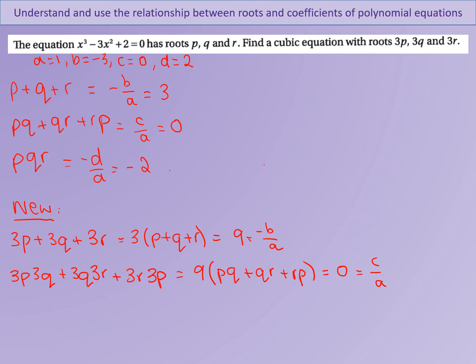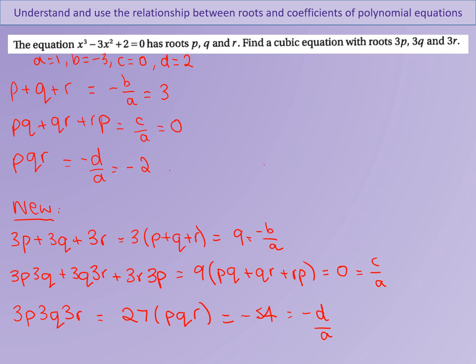And the final one is multiplying all of those together. So 3p, 3q and 3r, which gives us 27pqr, which is minus 54. And that is our minus d over a for our new equation.